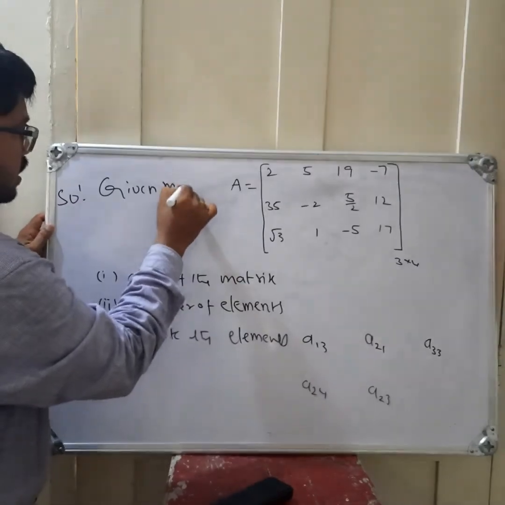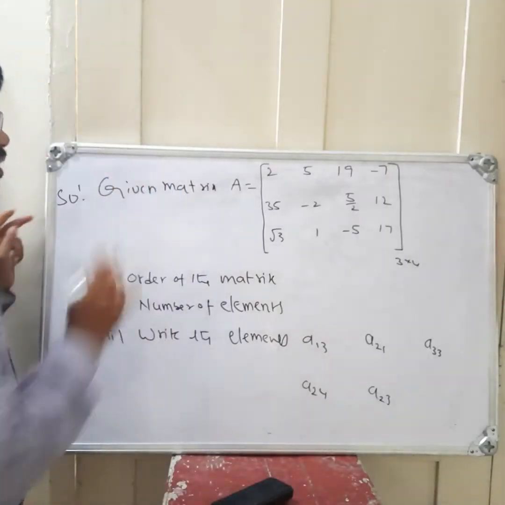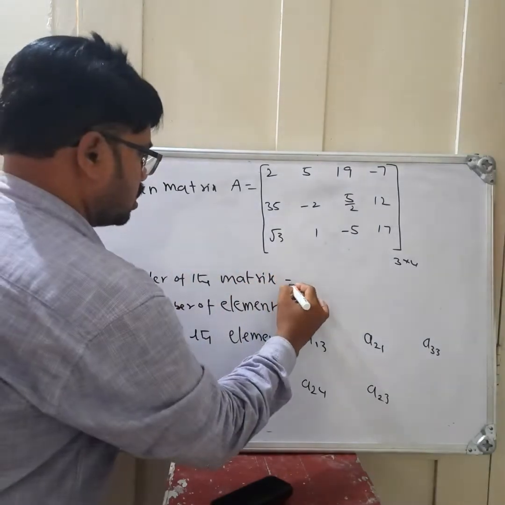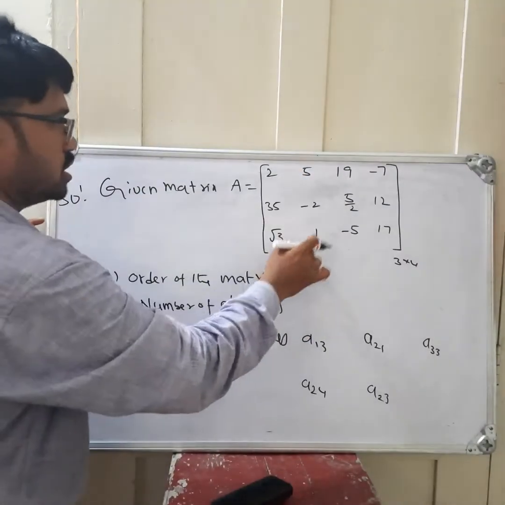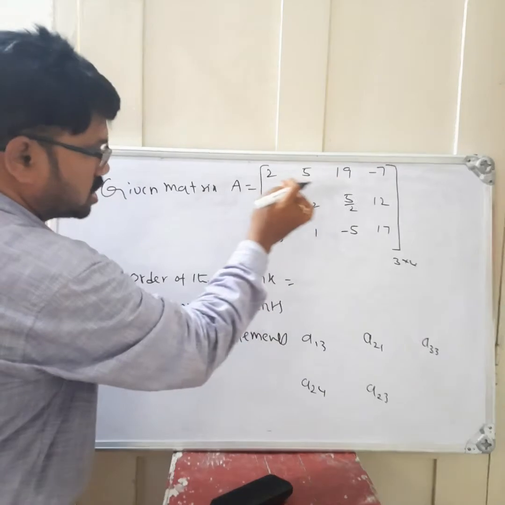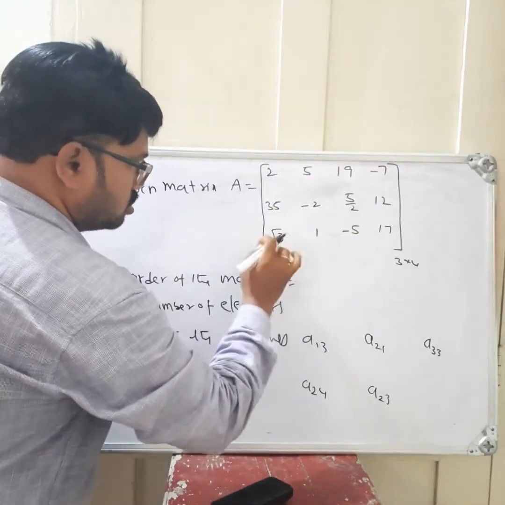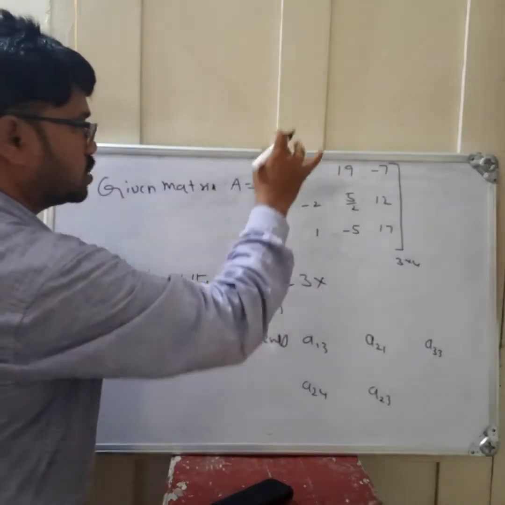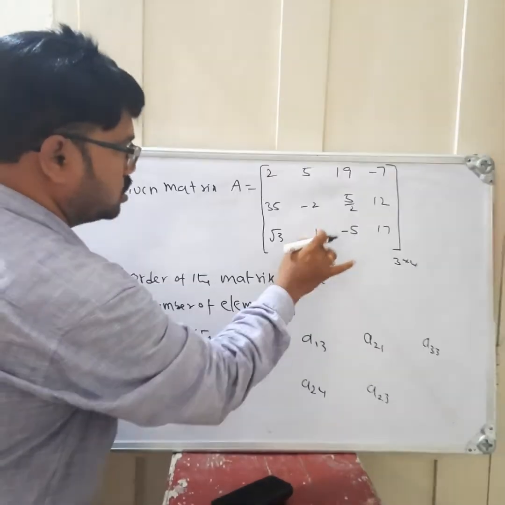Given the matrix, the order of the matrix means the number of rows into the number of columns. How many rows are there? 1, 2, 3. These are 3 rows. And columns: 1, 2, 3, 4. There are 4 columns.